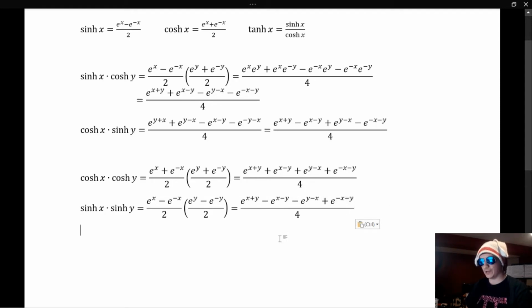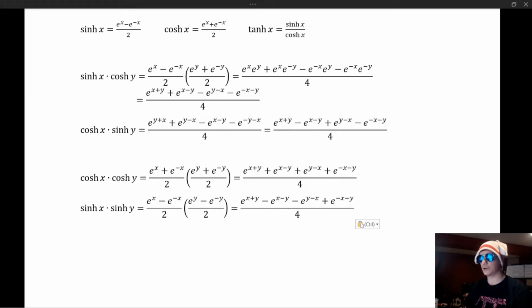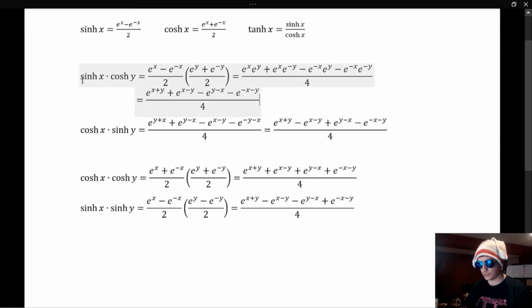Okay, so why have I done all of this? Because when you multiply these together, you get something that looks like the hyperbolic trig function of x plus y. But the problem is you have these other terms here, like e to the x minus y and e to the y minus x. And what I intend to do is get rid of them. So that's exactly what I'm going to do, starting off with the first couple of things that we've defined. That is, we are going to add sinh of x times cosh of y and cosh of x times sinh of y.